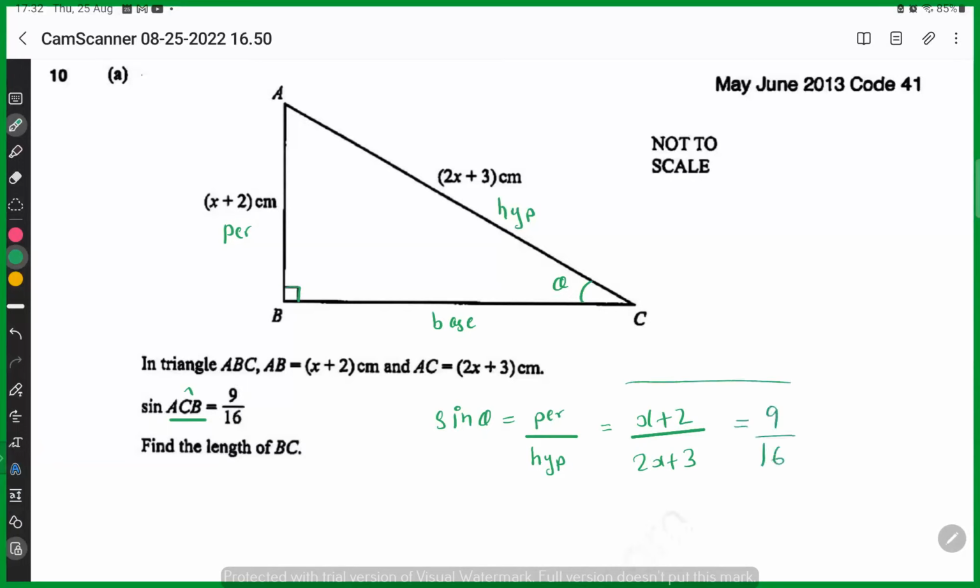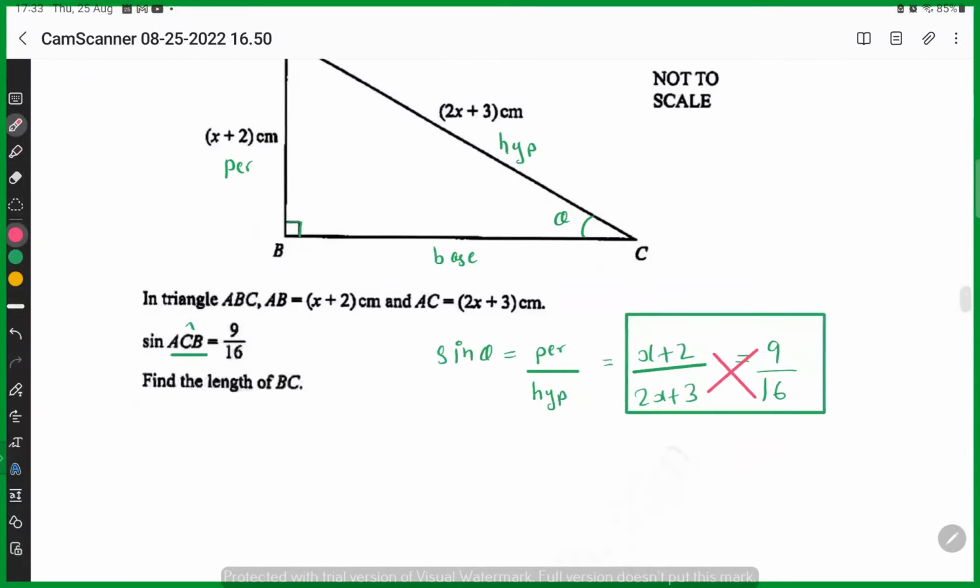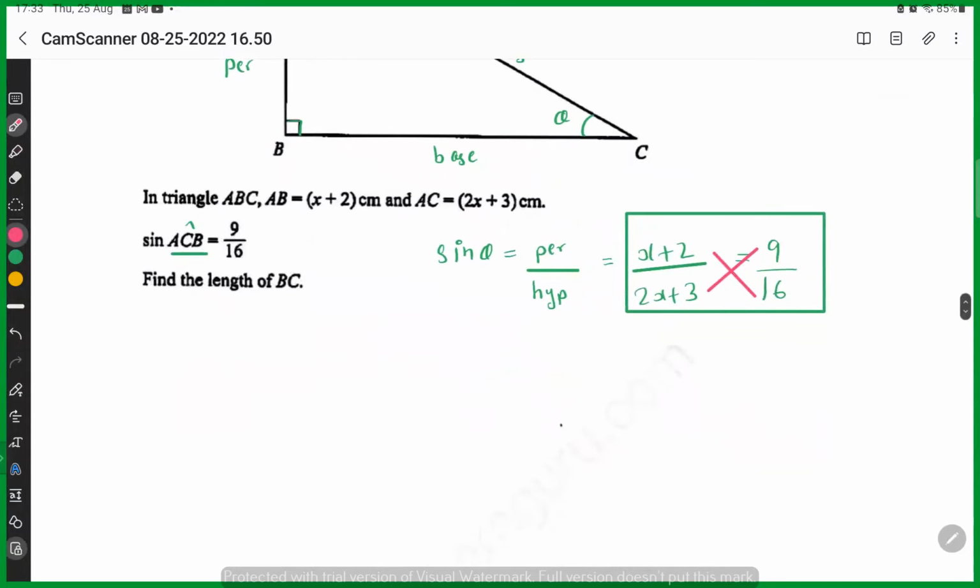And what is this? This is basically an equation that has a fraction in it. Now, how do I simplify? At this point, I need to cross multiply. That's simple. We know what cross multiplication is, and we know when exactly we do cross multiplication. Let's do the cross multiplication. x plus 2 would be multiplied by 16, and 9 would be multiplied by 2x plus 3.